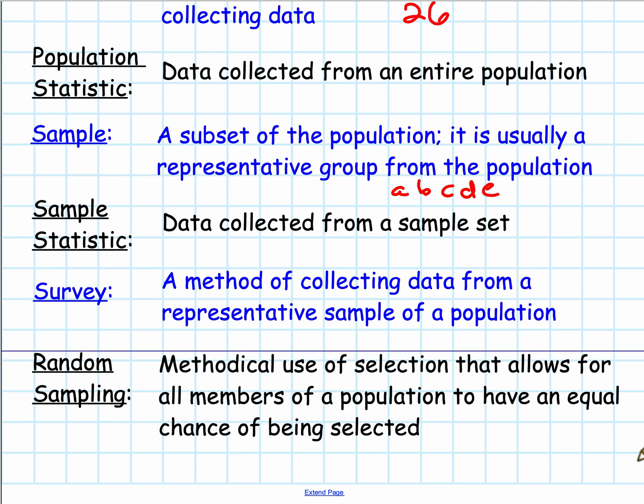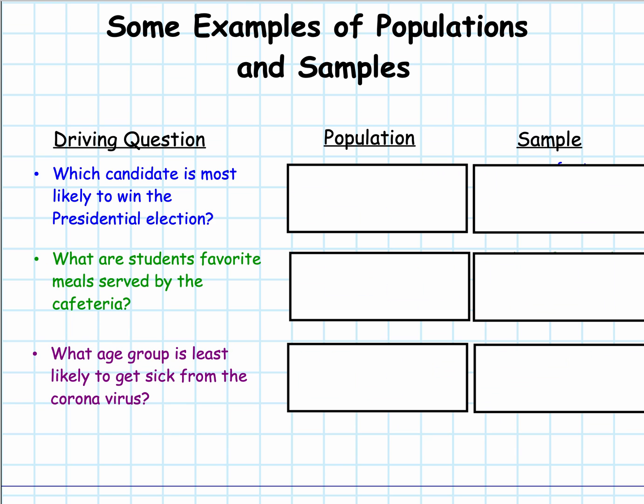So for example, if we wanted to figure out what do people in the entire world think about climate change? Well, there's over 7 billion people in the world. We're not going to be able to get information from every single person in the world. Some of them can't even communicate right now because they're newborns. So we would have to do some random sampling from people in different countries.